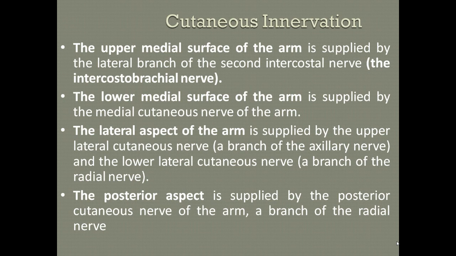So we can see here the cutaneous innervation of the anterior compartment of the arm. The upper medial surface of the arm is supplied by the second intercostal nerve, and the lower medial surface of the arm is supplied by the medial cutaneous nerve. The lateral aspect of the arm is supplied by the upper lateral cutaneous nerve, and the posterior aspect is supplied by the posterior cutaneous nerve.